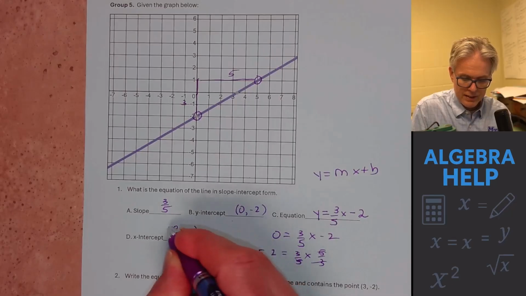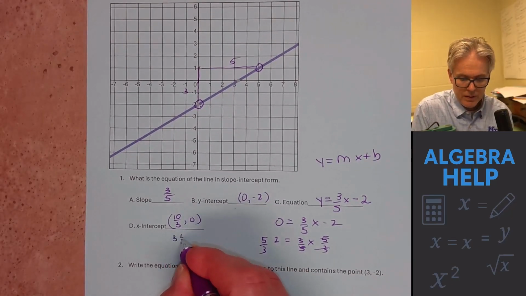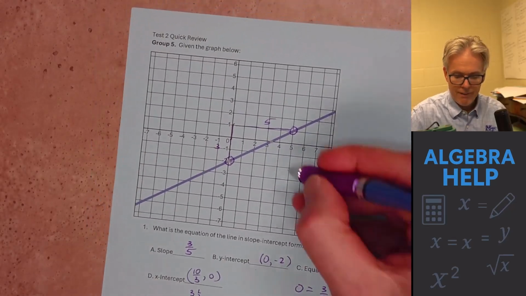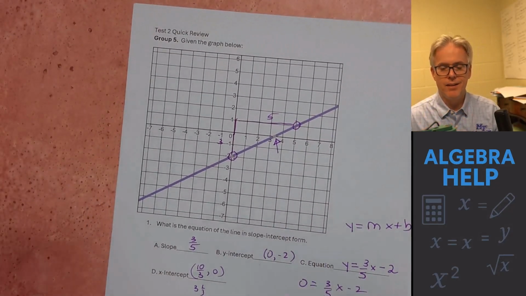So 10/3, 0. And this 10/3 is about what? 3 1/3? And that looks about right. Look at that. It's nice when that math sort of, everything kind of comes together. I love it.